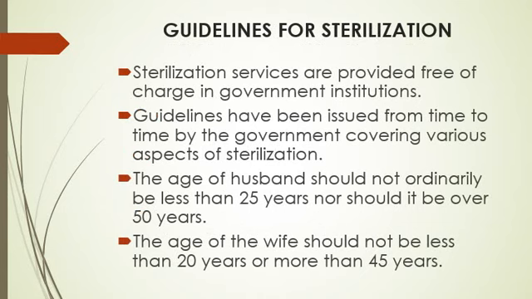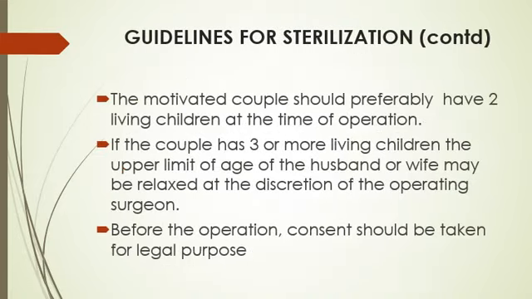So, guidelines for sterilization in our country. They are provided free of charge in government institutions, and guidelines have been issued from time to time by the government covering various aspects of sterilization. The age of the husband should not ordinarily be less than 25 years, nor over 50 years, and as far as the woman is concerned, it should not be less than 20 years or more than 45 years. The motivated couple should preferably have 2 living children at the time of operation, but according to the recent guidelines, even 1 child is enough, though preferably it should be 2.